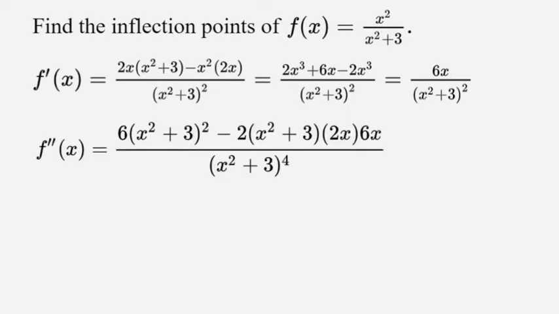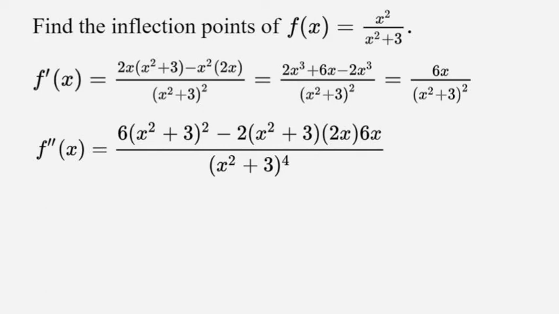But now let's take the second derivative, and we're going to use the same technique of using the quotient rule. And the derivative of 6x is 6, and then multiply by the denominator, which is x squared plus 3 squared, and then subtract the derivative of the denominator, which requires the chain rule, and that's going to be 2 times x squared plus 3, and then multiplied by 2x, which is the derivative of the inside function. And we take that and multiply by the numerator, which is 6x. And then all of that is being divided by the denominator squared, which is x squared plus 3 to the fourth. And while this is a perfectly fine second derivative, let's simplify it a little bit to help us out later on.